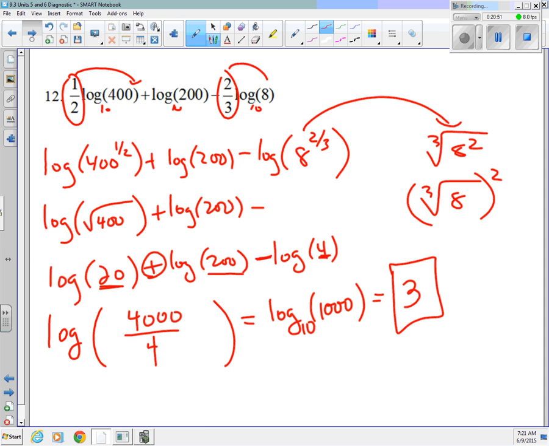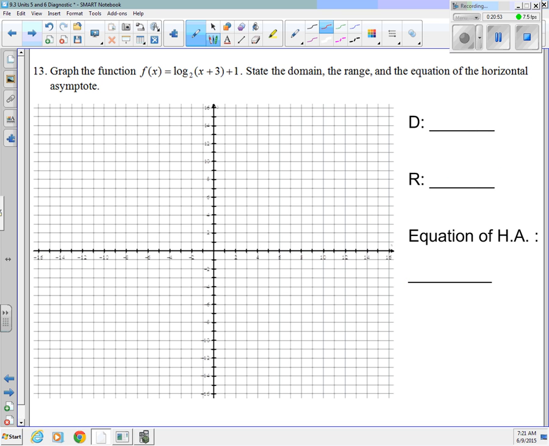All right, good stuff. Number 13, we want to graph the function f of x equals log base 2 of x plus 3 plus 1. We want to state the domain, the range, and the equation of the horizontal asymptote. So just a refresher here, log base 2 of x is the inverse of 2 to the x. So 2 to the x looks like this. I'm just having a hard time reading my axes here. Okay, so we have 0, 1, 1, 2, 2, 4, 3, 8, 4, 16. And this would be the graph of 2 to the x.